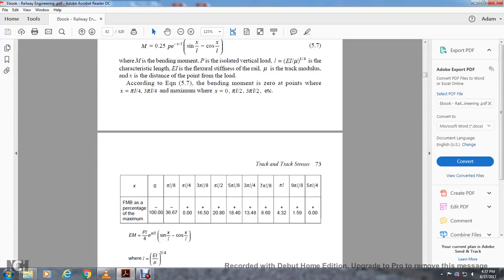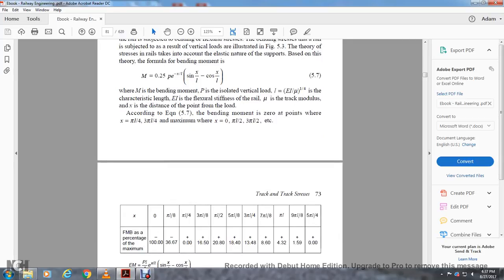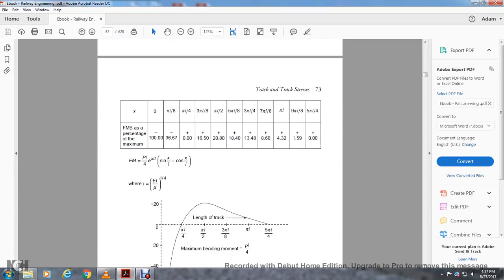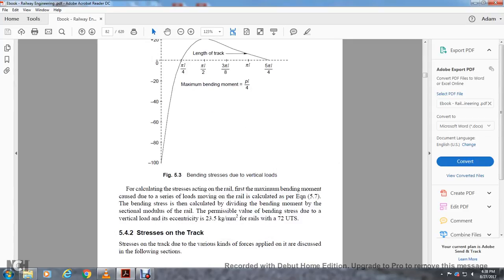This is the percentage of the maximum bending stress of vertical loads. The calculated stress acting on the rail, with the maximum bending moment caused by the load moving on the rail, is calculated per equation 5.7.